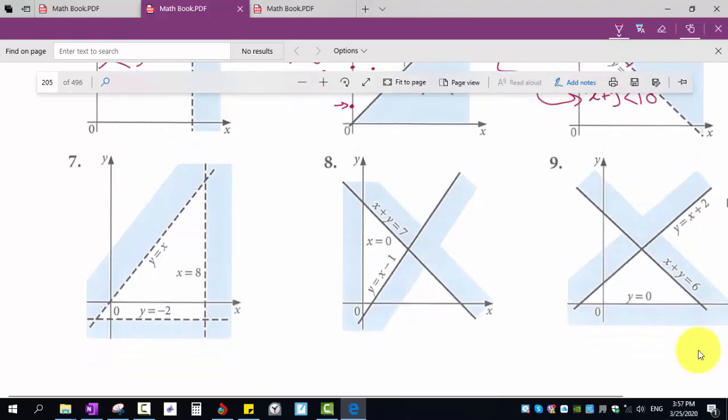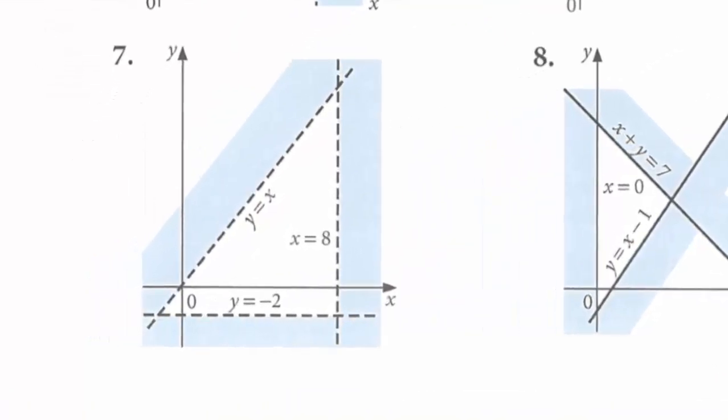Question 7. This time we have 3 inequalities and all of them with dashed line. It means none of them needs an equal with it. The first one is x plus y. The dashed line is x plus y. So below this dashed line, let's take this point. Let's say x is 2, y is 0. So what is special about this x and this y? X is greater than y. So the inequality of this line is x greater than y. There is no equal because it's dashed line.